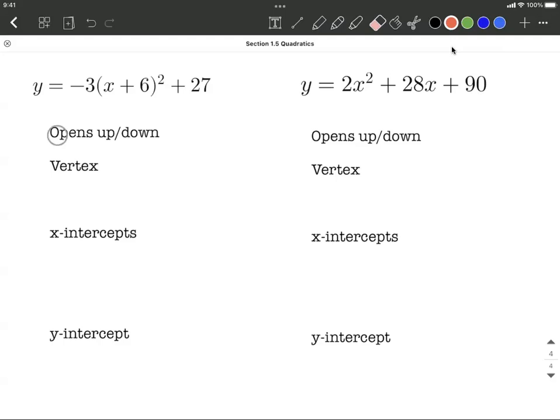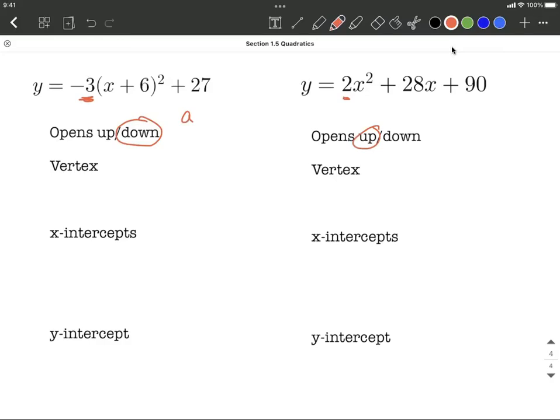The first question: does it open up or does it open down? In both these cases, this depends on A. A is located out here for the standard form. If it's positive, it opens up. If it's negative, then the graph has been flipped upside down. There's been a vertical reflection. So on the one on the left, A is negative, so it's going to open down. In the other one, it goes ax squared plus bx plus c, so A is going to be positive, so that parabola opens up.